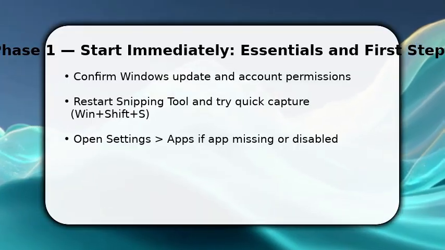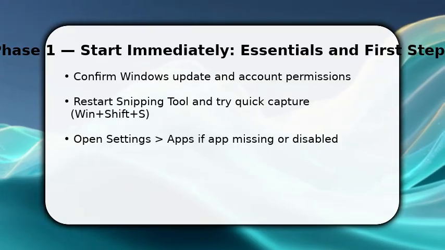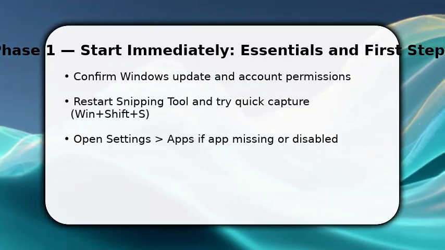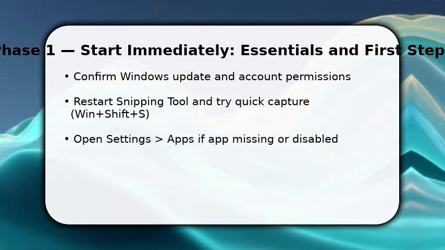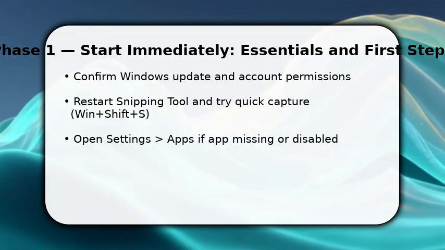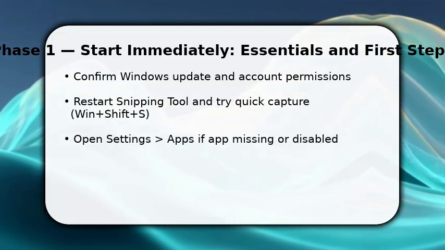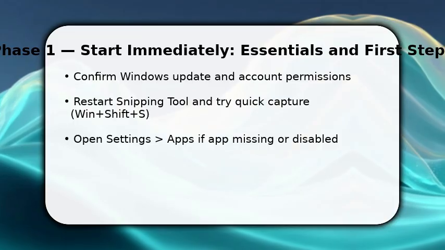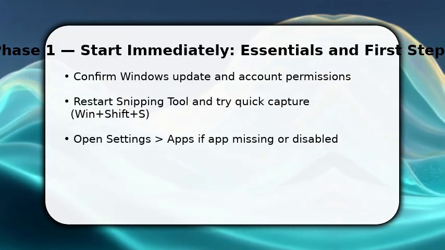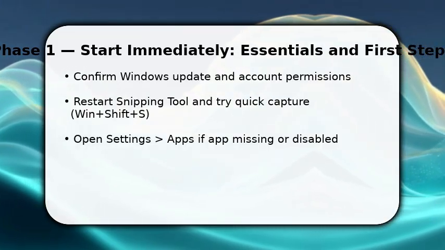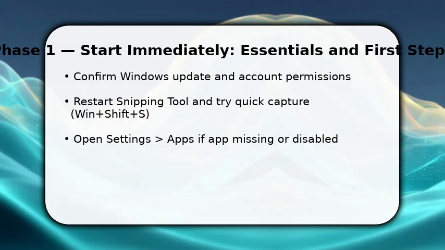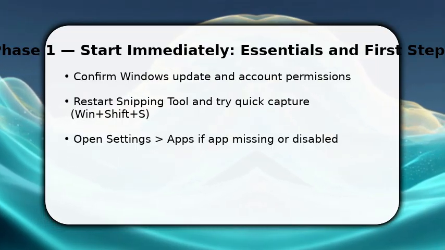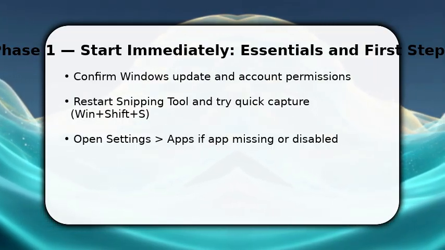You begin by verifying essentials. Make sure Windows is up to date and you have an admin account. This avoids permission-related failures. Next, try a quick capture with Win plus Shift plus S to see if the service responds. This tells you whether the feature is working versus the UI. Once done, open Settings Apps and search Snipping Tool to confirm it's installed and not disabled. Doing this now prevents wasted troubleshooting later and moves you straight into repair steps.